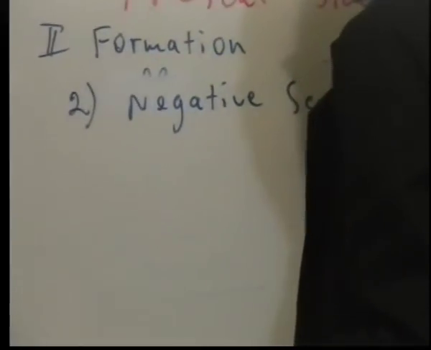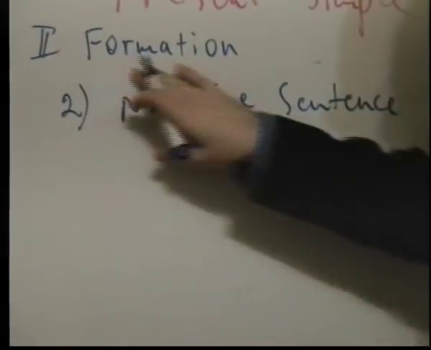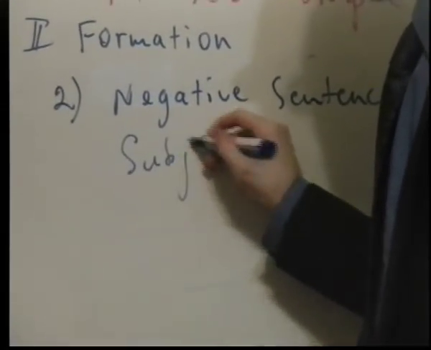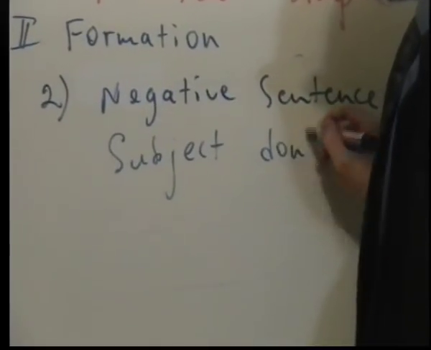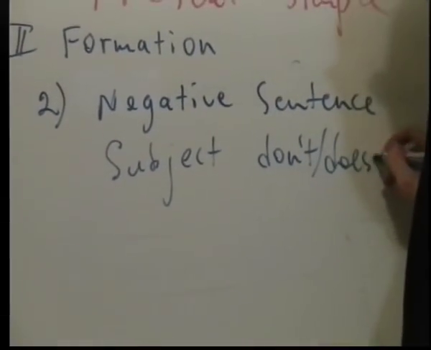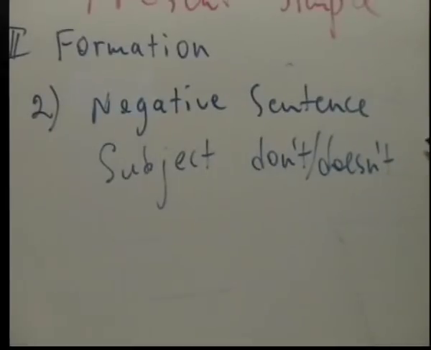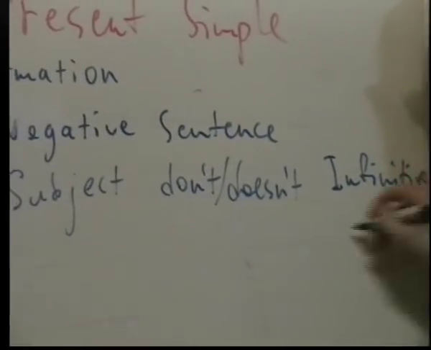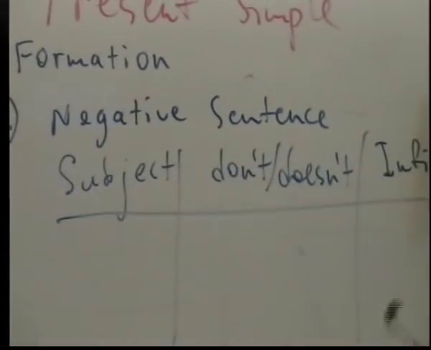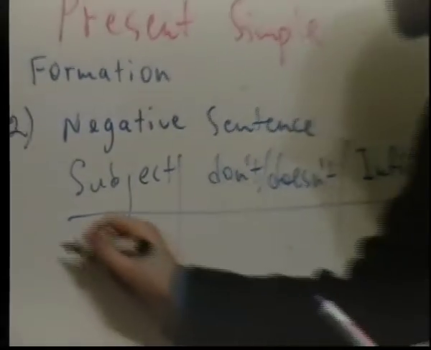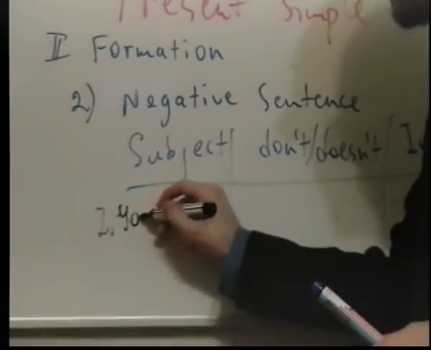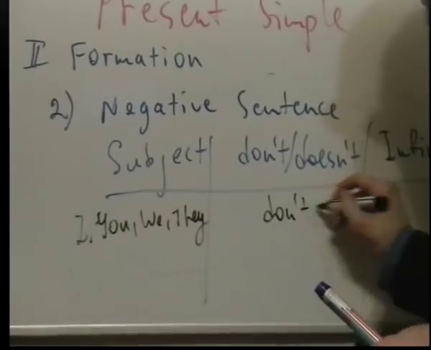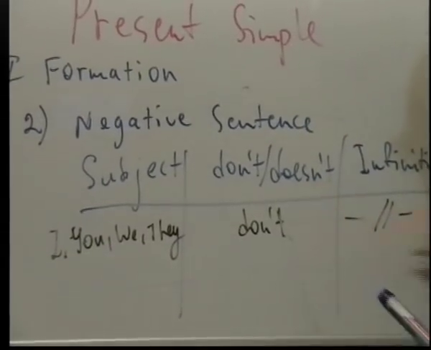Negative sentence – отрицательное предложение. The structure of negative sentences is also very simple. There are three elements. Subject, special verbs don't or doesn't, it's like auxiliary verb, вспомогательный глагол, and infinitive. Subject, don't, doesn't, infinitive. So three components, three elements. And also we have two situations. I, you, we, they don't. And here we have infinitive, it's the same.